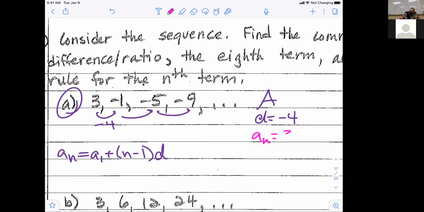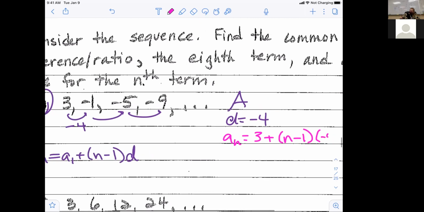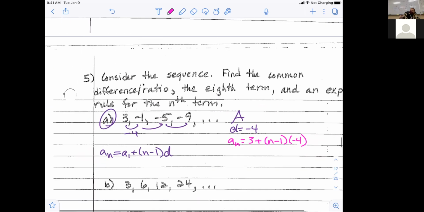3, good. Plus, we don't know what n is. And then my common difference is -4. You're welcome to leave it like this. You're welcome to multiply it out. I'm just going to leave it like this. So we found the common difference. We found the explicit rule. The last thing we need to do is find the 8th term.